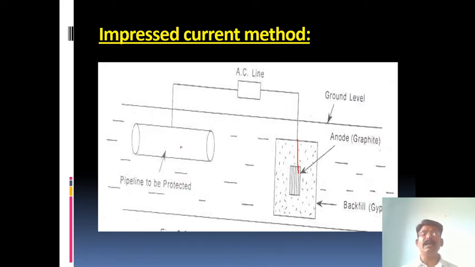And when the current is passed or impressed on the pipeline here, it is opposite to the corrosion current, to nullify the corrosion current. So this is called the impressed current method. Then it will not get the corrosion.